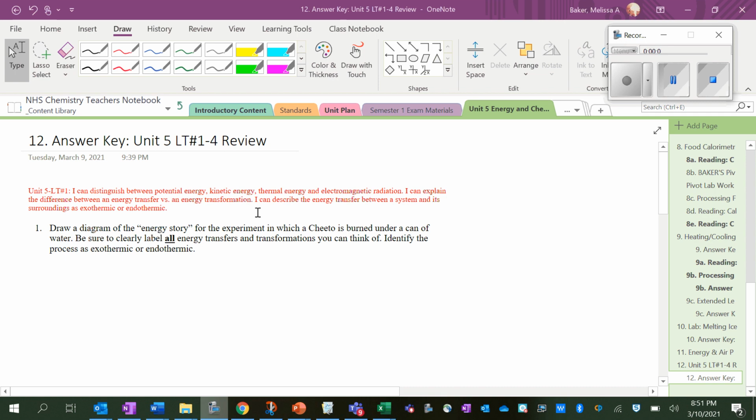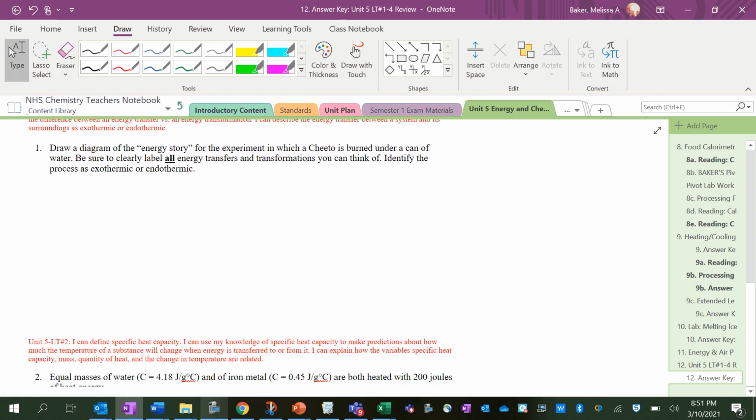All right, let's take a look at the Unit 5 learning targets 1 through 4. So, first learning target is about energy transformations, energy transfers, the different types of energy, and the discussion of exothermic versus endothermic, so knowing the difference.